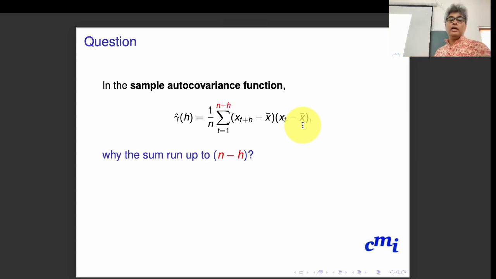Now the question is why the sum is running up to n minus h. We only have n observations. Correct. If it exceeds, then the first term will have a value which is xn plus 1, which we have not observed. Clear? So that's why the sum runs up to n minus h.